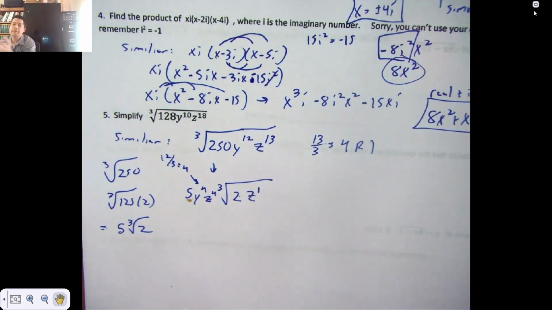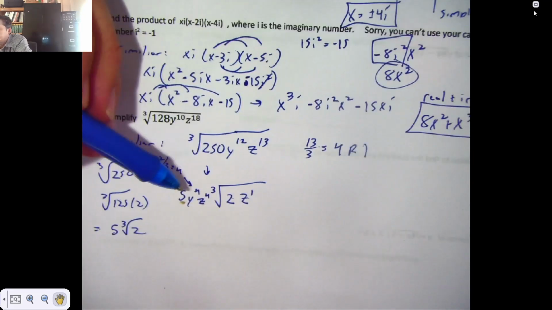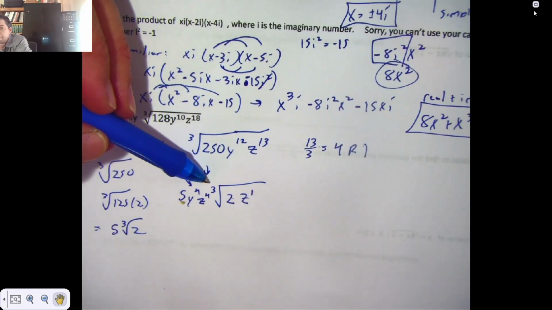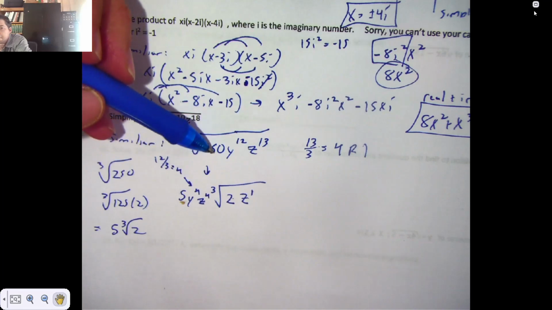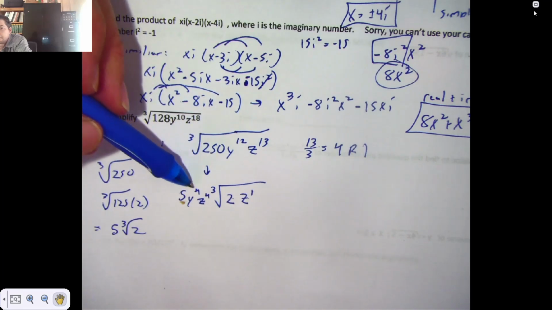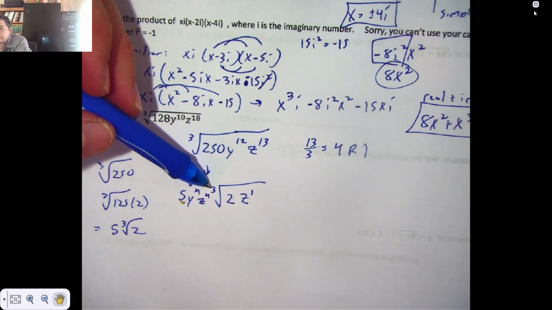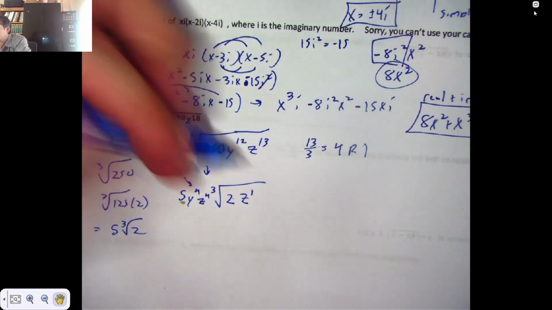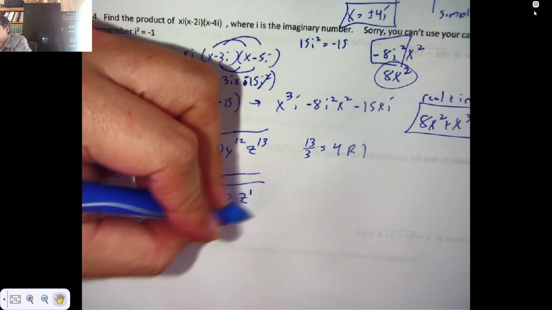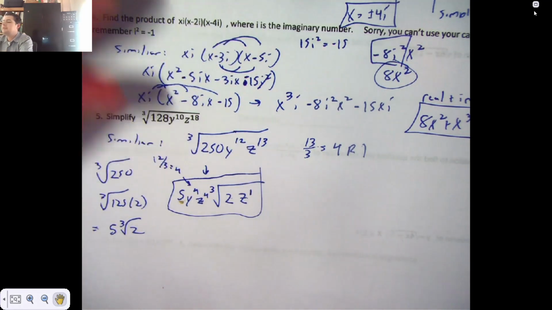Now I don't know if you remember me going over this, but I did. 5 cubed is 125 times 2 is 250. 4 times 3 is 12. 4 times 3 is 12, add 1 back, 13. That's how you cheat on a multiple choice test. Hope you paid attention to that.